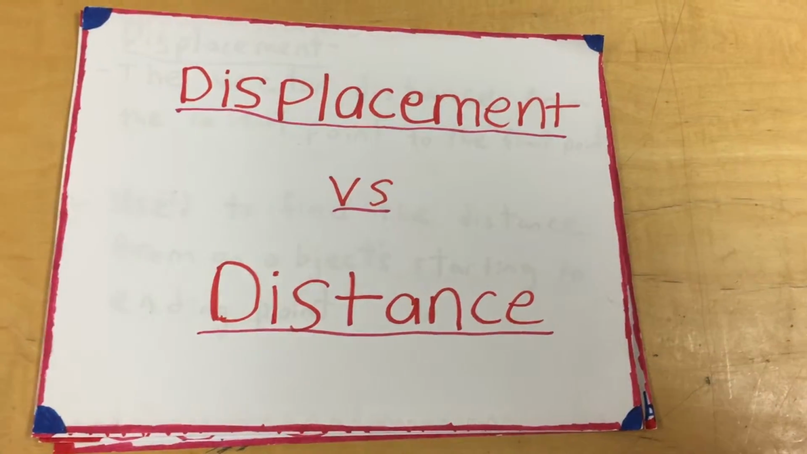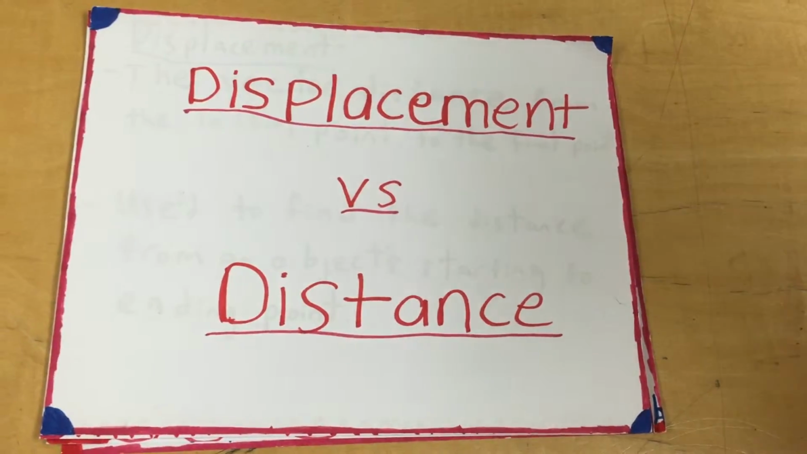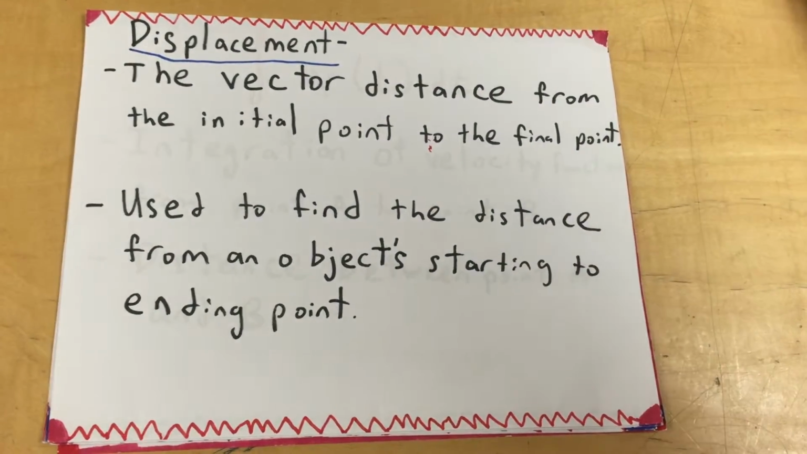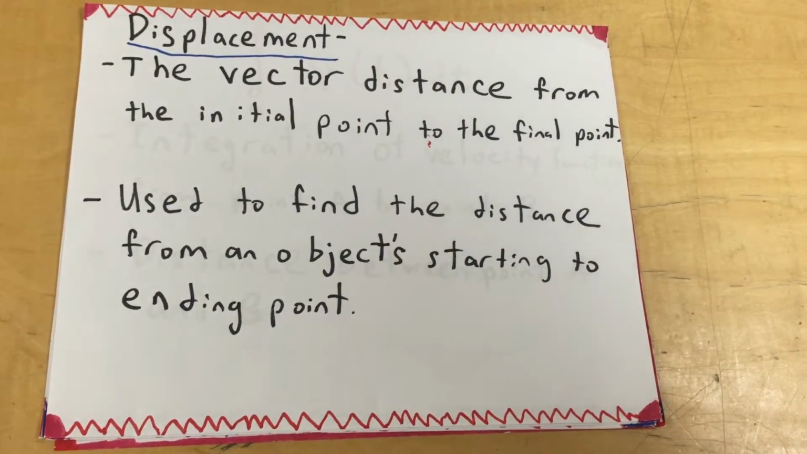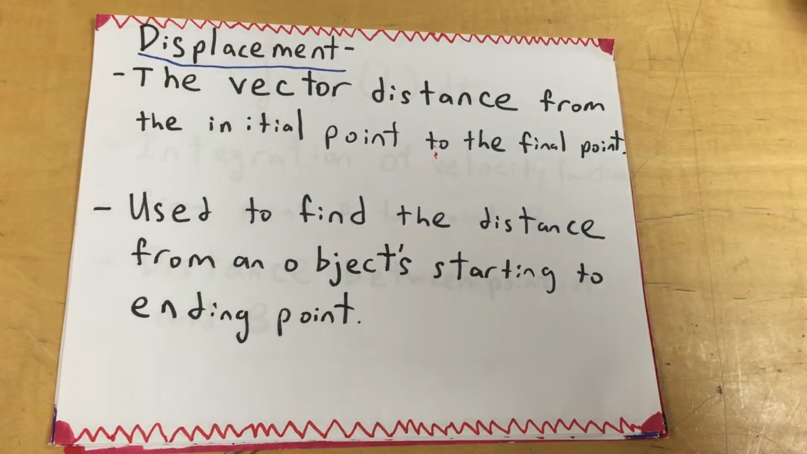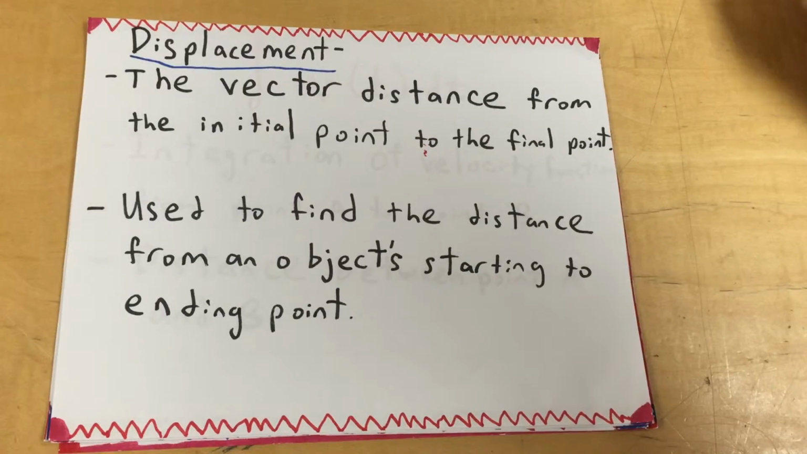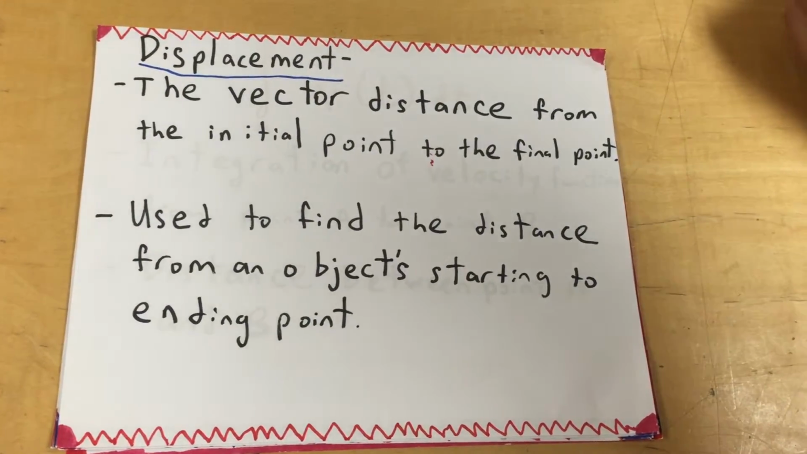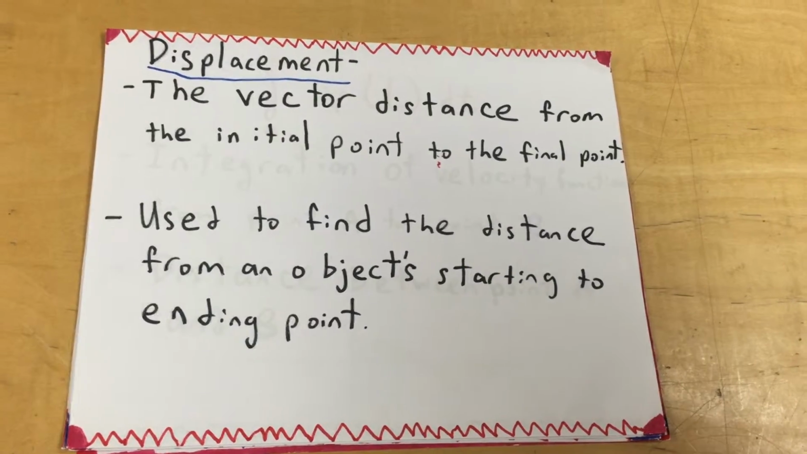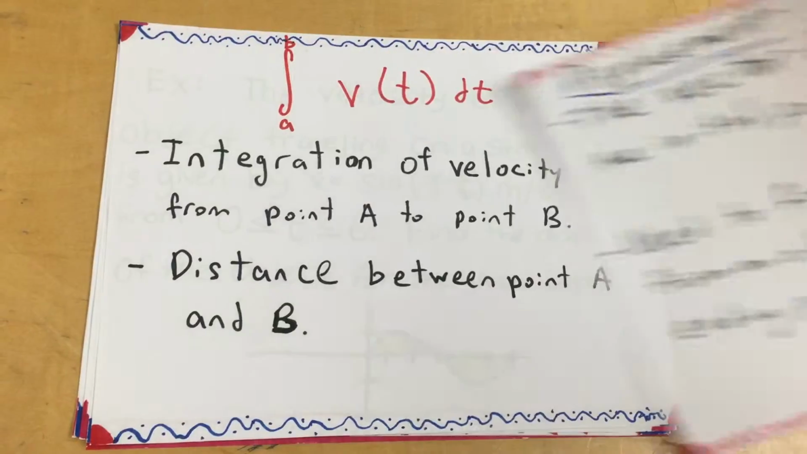So the topic for the paper slide video is displacement versus distance. First we're going to talk about displacement. Displacement is the vector distance from the initial point to the final point. In other words, we're trying to measure how far away an object is from its starting point. We can use this to find the distance from an object's starting to an ending point.